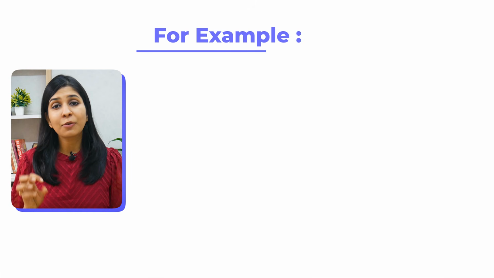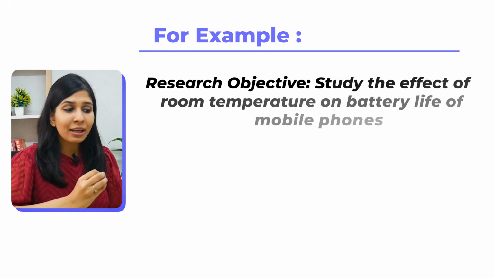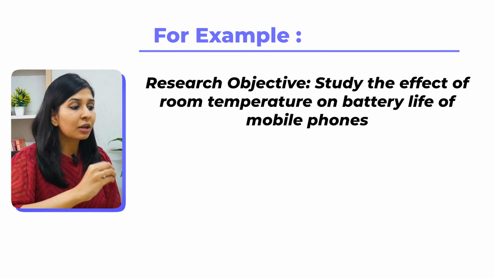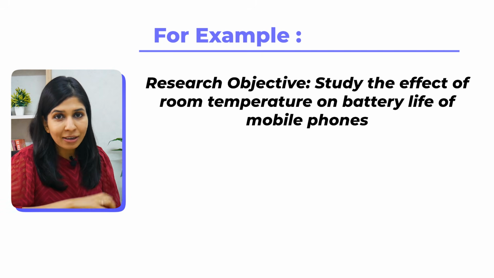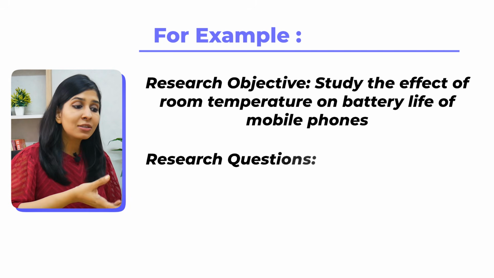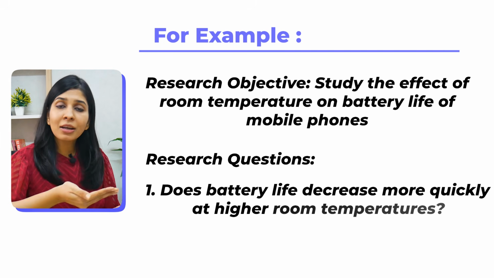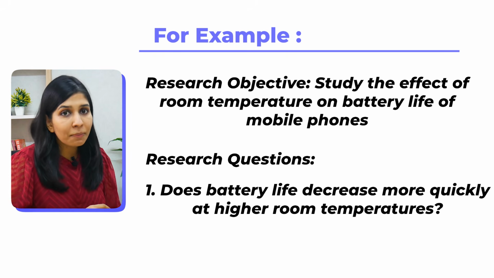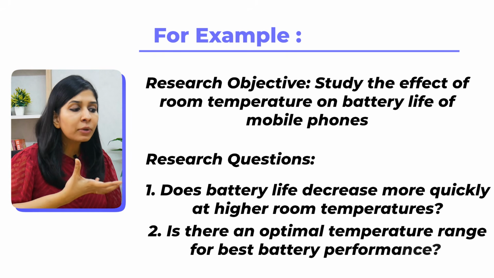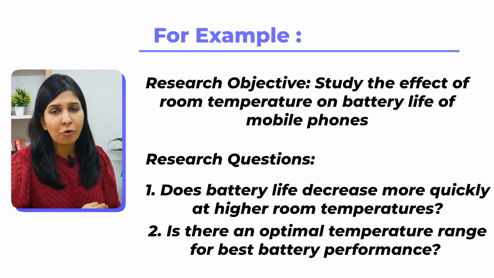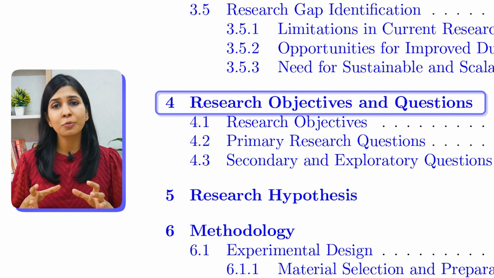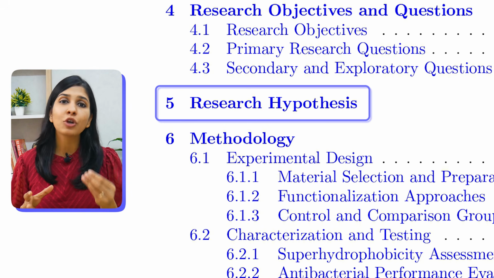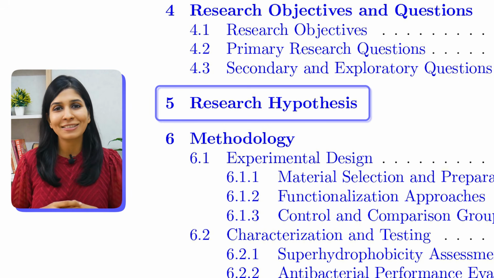Now let's understand with the help of an example. So say if our research objective is to study how room temperature affects battery life of mobile phones, then my research questions could be, does battery life decrease more quickly at higher temperatures, or is there an optimal temperature range for best battery performance? Now in some research proposals, you will also find a research hypothesis. So let's understand what that means.